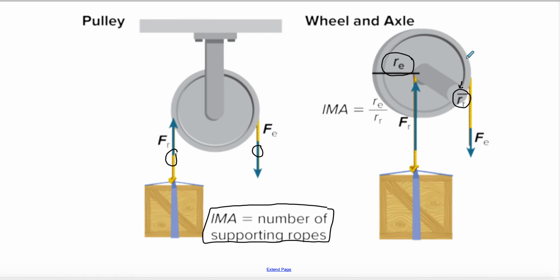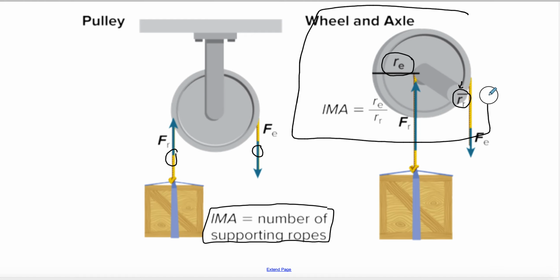Okay, so these are going to be more important, that we need to identify what the effort force is and what the resistance force is. In this scenario, I guess it's always effort over resistance, but in this scenario the effort is the wheel and the resistance radius is the axle.